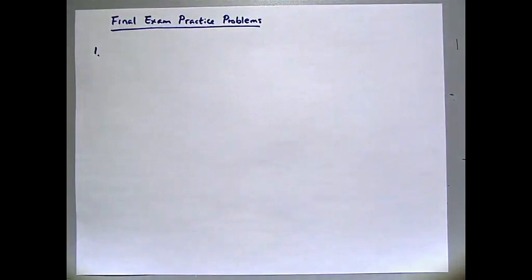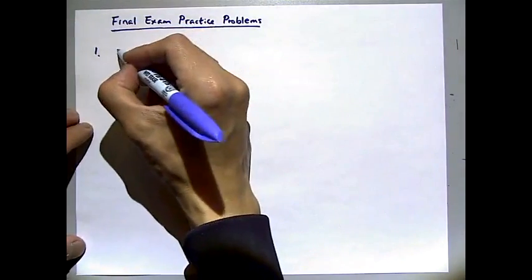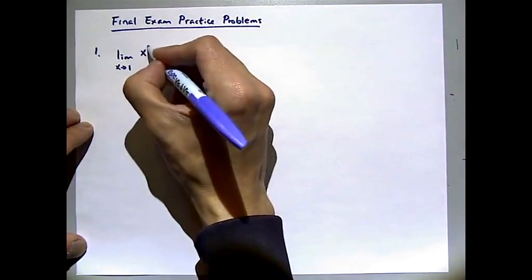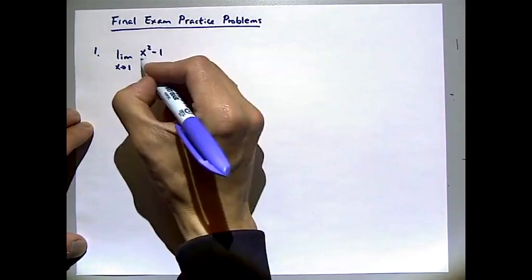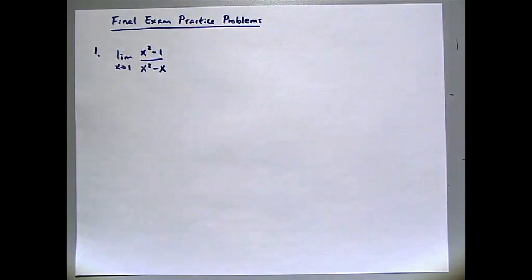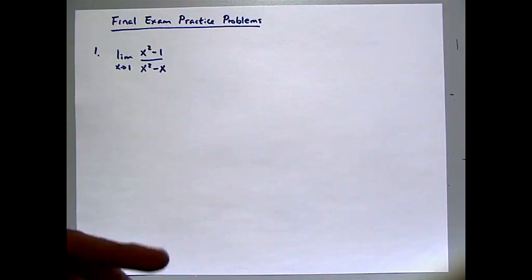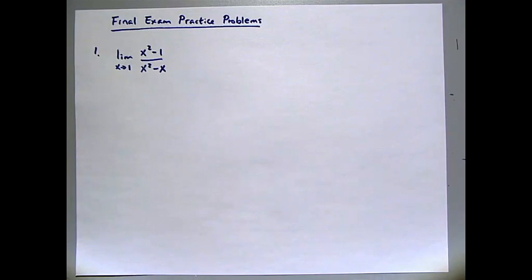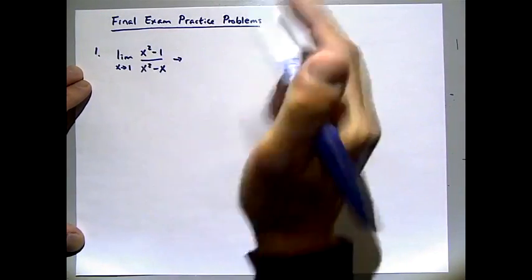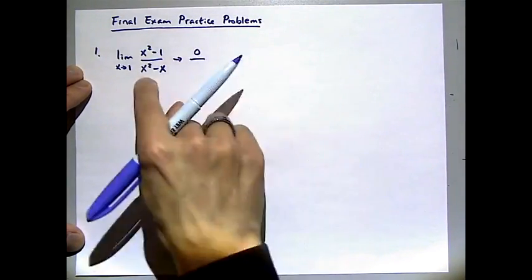All right, first one, a limit problem. This one is the limit as x goes to 1 of the function x squared minus 1 over x squared minus x. There are two ways to do it. There's the old way that we used to do by factoring and canceling, or if the condition is right, you could also use L'Hopital's rule. So let's see, if x goes to 1, upstairs is 1 minus 1, downstairs is 1 minus 1, right?